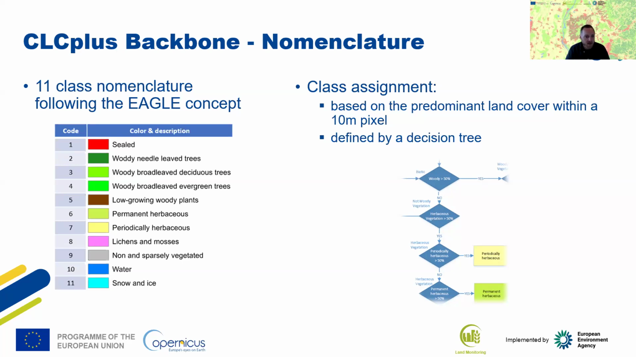The class assignment is based on the predominant land cover within a 10-meter pixel. So actually, the basis for the class assignment is even sub-pixel information. And the class assignment is defined by a decision tree, which really gives clear guidelines so that every pixel can finally be assigned to a class. And there's just a small excerpt of the decision tree you can see here. So based on area shares, it is then decided which class it should finally be.